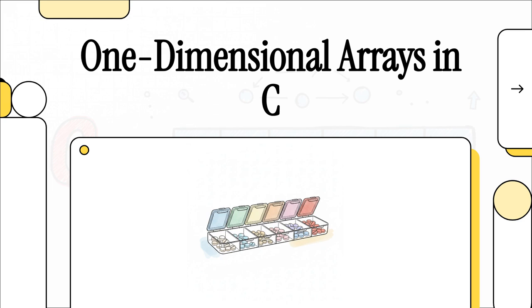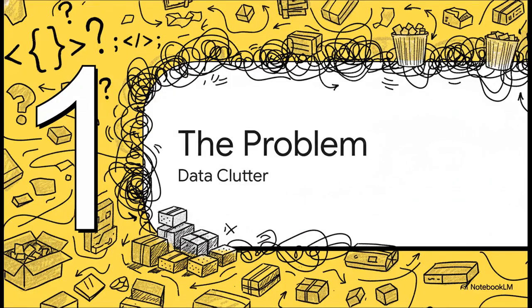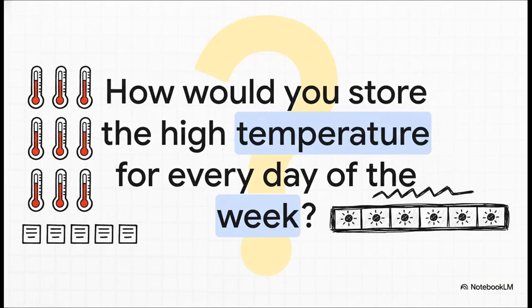So let's dive in. First up, let's talk about a problem that I guarantee every single person learning to code runs into. I like to call it the data clutter problem. Okay, so imagine this simple task. You need to keep track of the high temperature for all 7 days of the week. With just the basic tools you already know, how would you even begin to approach that?